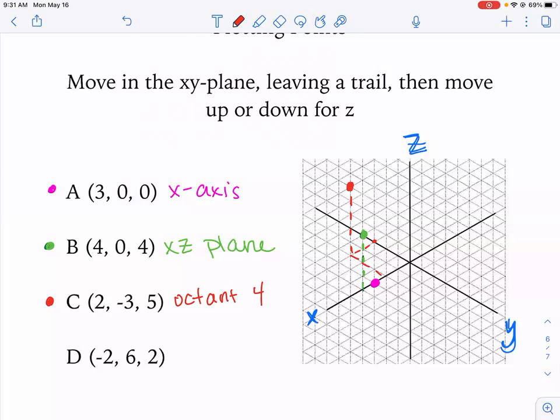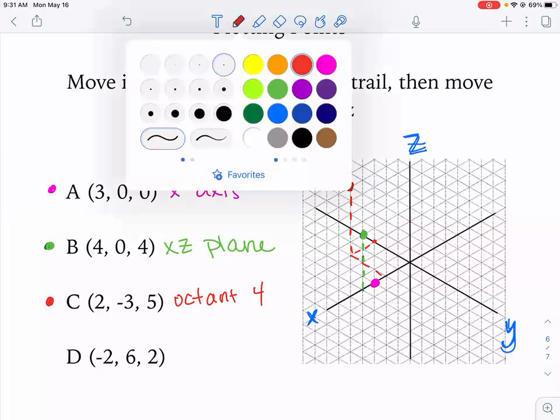How do we label X the other way? Octant 1 is right here, where everything is positive. Okay, so listen to this. Octants 1 through 4, Z is positive. We're upstairs. We're above the XY plane. 1, 2, 3, 4. We start with positive and go counterclockwise. Then below room 1 is 5, 6, 7, 8. Okay. All right, let's talk about plotting coordinate D.